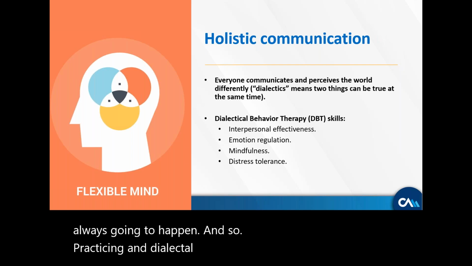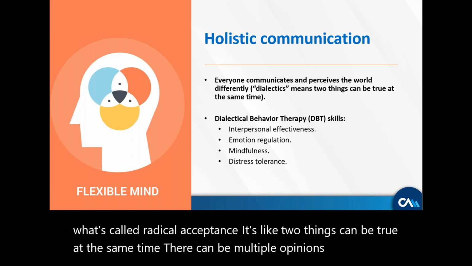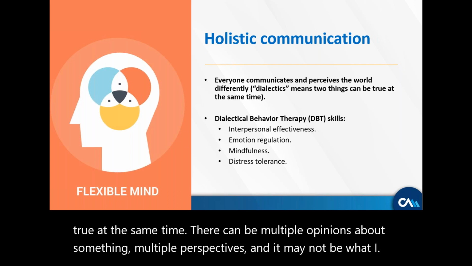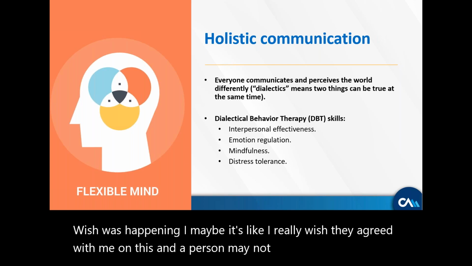Practicing, you know, dialectical behavior therapy also talks about what's called radical acceptance. It's like two things can be true at the same time. There can be multiple opinions about something, multiple perspectives, and it may not be what I wish was happening. Maybe it's like, I really wish they agreed with me on this, and a person may not. So how do we sit with that?